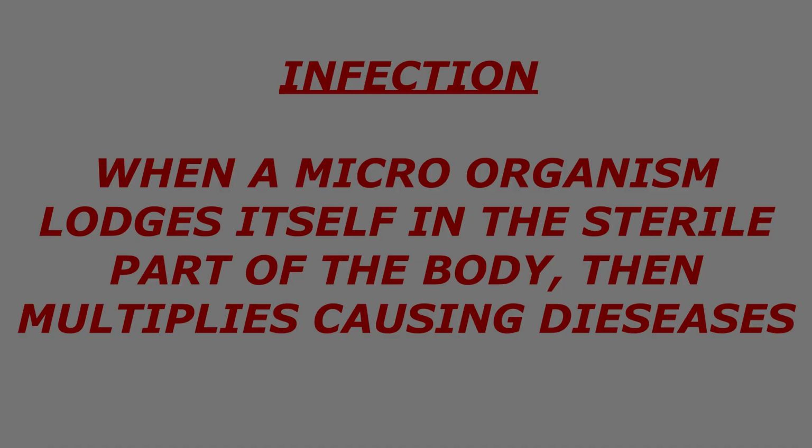So for us to be able to understand what sepsis is, it is also important that we remind ourselves of what an infection is. An infection simply comes when a microorganism lodges in a sterile part of our body. When we say a sterile part of our body, we're simply saying that that microorganism normally is not supposed to be there. But when it finds itself in that part of our body, it multiplies, and from there it causes a disease. This is what we call an infection.